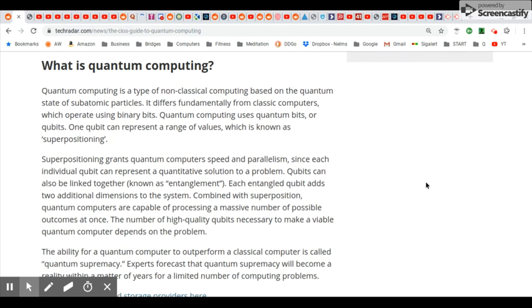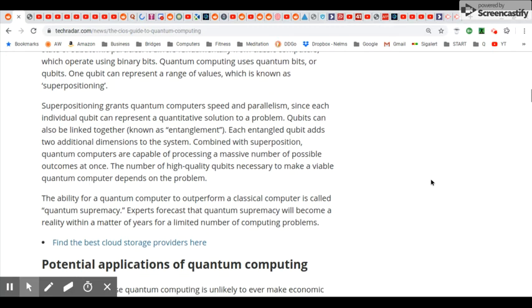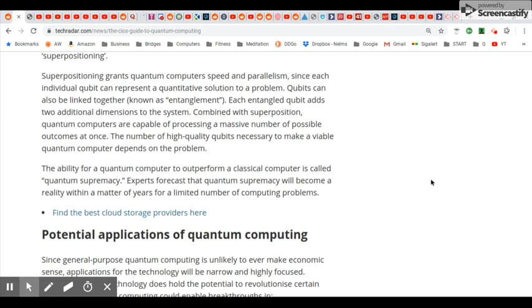What is quantum computing? Quantum computing is a type of non-classical computing based on the quantum state of subatomic particles. It differs fundamentally from classic computers, which operate using binary bits. Quantum computing uses quantum bits or qubits. One qubit can represent a range of values, which is known as superpositioning. Superpositioning grants quantum computers speed and parallelism, since each individual qubit can represent a quantitative solution to a problem.